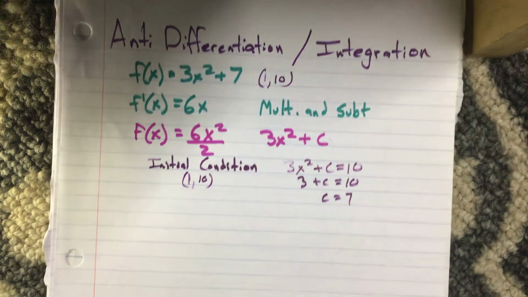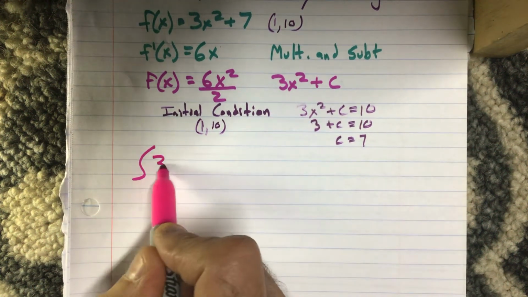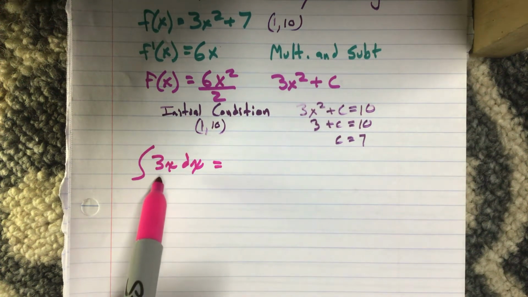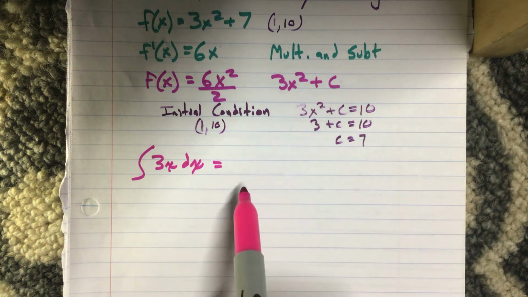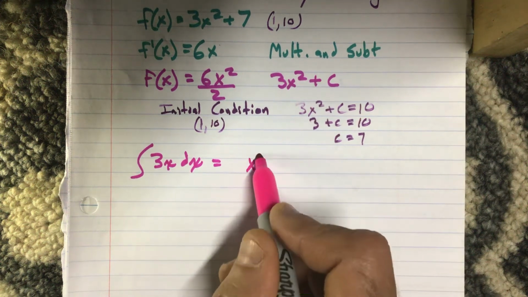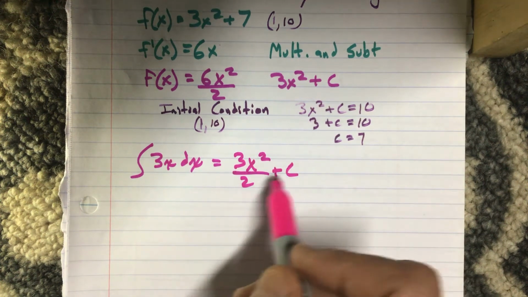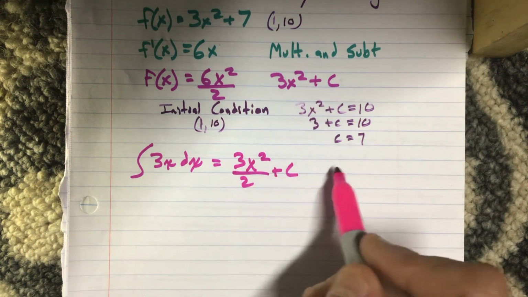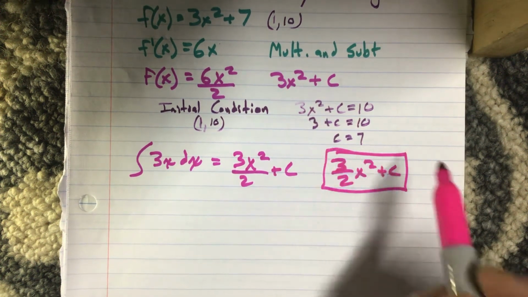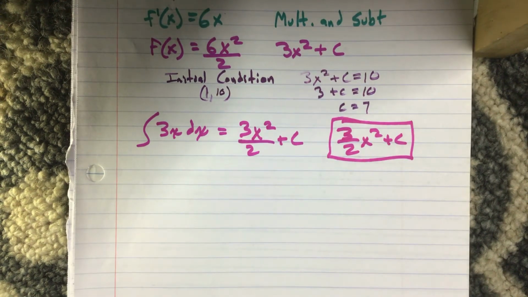Okay, so let's look at a couple of examples. This is the symbolism that we use. This means I'm taking the antiderivative, or I'm integrating 3x. I'm trying to go back to the original function. So I would add 1 to my exponent, making it x squared, and then I would divide by 2 and add c. And this is the final answer, unless you want to write it as 3 over 2 x squared plus c. Okay, and that's integration, that's taking the antiderivative.